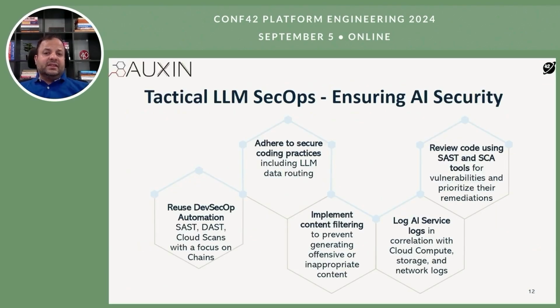Finally, we get to the point where we can actually do things today to protect our LLM applications. I filed them under tactical LLM SecOps. Essentially, these are the few high-level steps we can take today using existing tooling. Number one, use your existing tooling for DAST and SAST to check all LLM open source components, which includes using SCA tools or SAST tools.